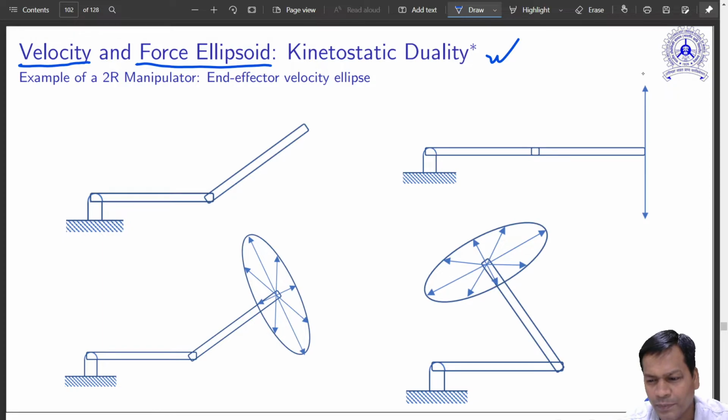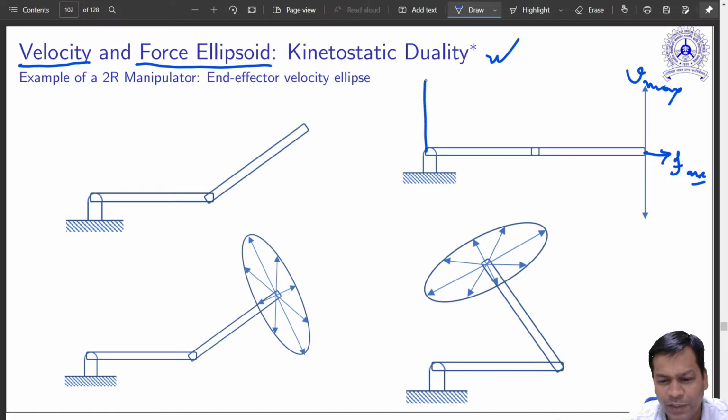So yes, this becomes maximum. In this direction you see the maximum force. If this is maximum over here, force is maximum in this direction. Again, when it is inward folded, you can have V becomes maximum in this direction, whereas force becomes maximum in this direction. So the force ellipsoid is always the same.